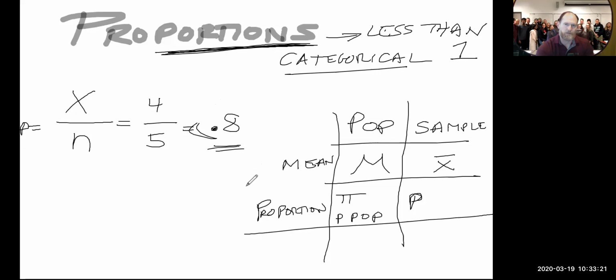Now, tips in a narrative. Well, how do I discern whether a problem has to do with the mean or the proportion? Well, number one, are we talking about a numerical continuous variable? That would be more like a mean kind of problem. Or are we talking about a categorical variable? That would be a proportion kind of problem.